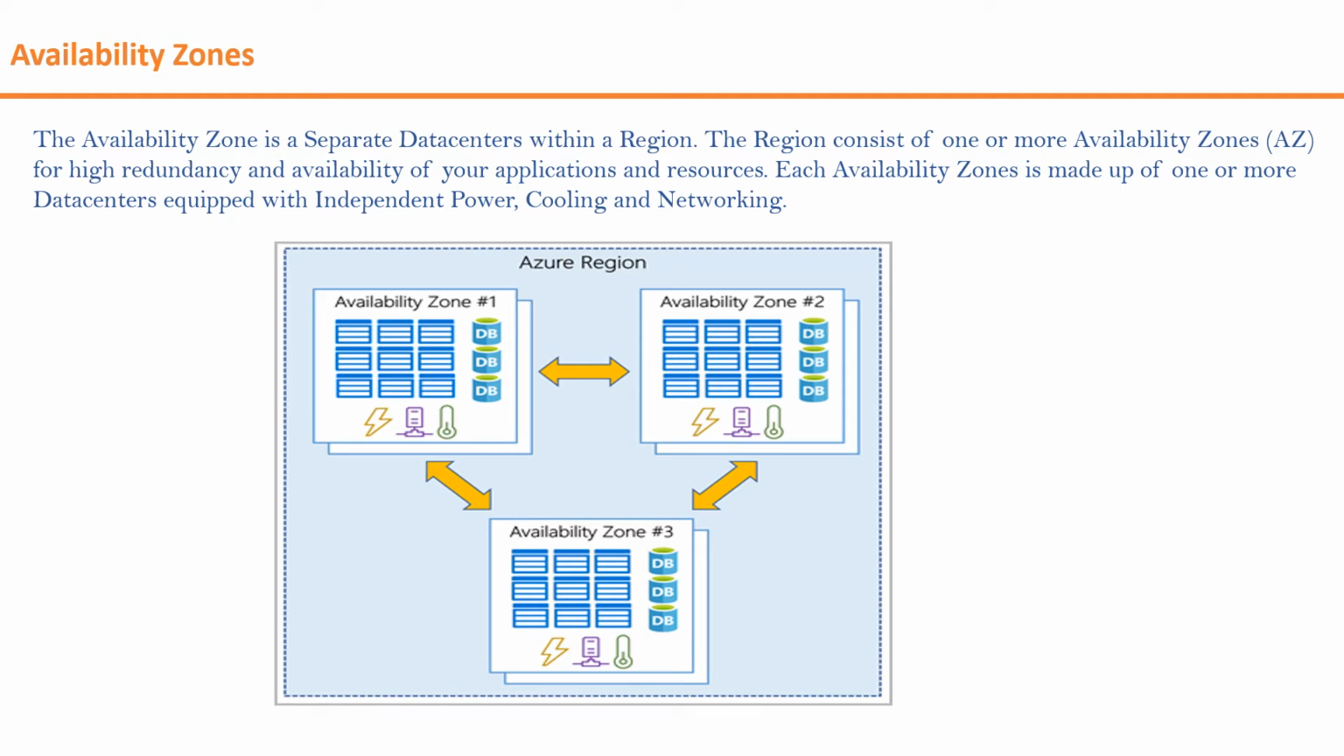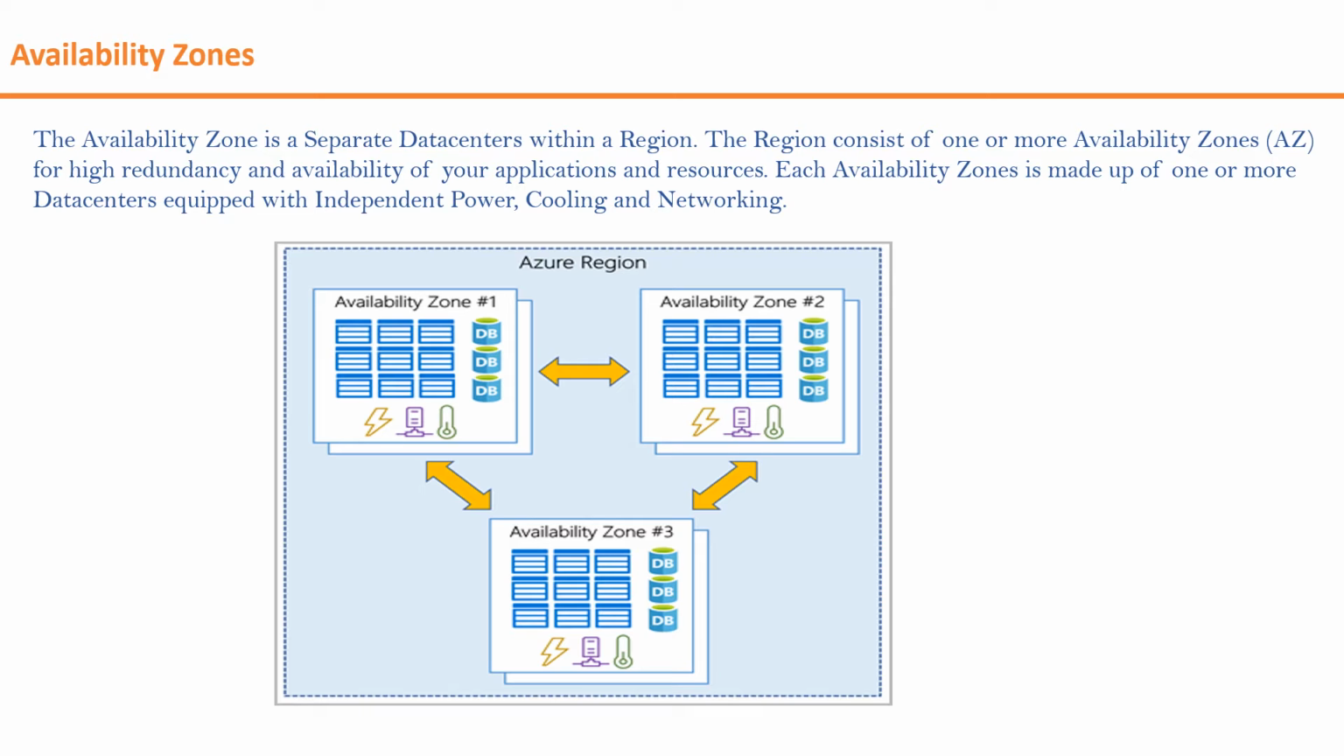Availability zones. Availability zones are defined as separate data centers within a region. The region consists of one or more availability zones for high redundancy and availability of your applications and resources. Each availability zone is made up of one or more data centers equipped with independent power, cooling, and networking.